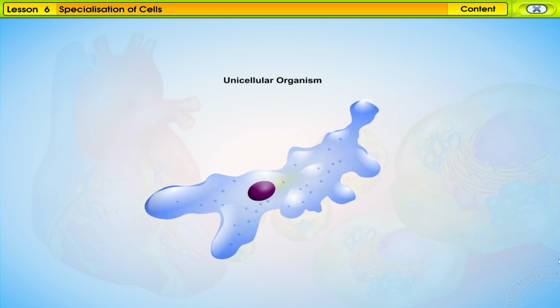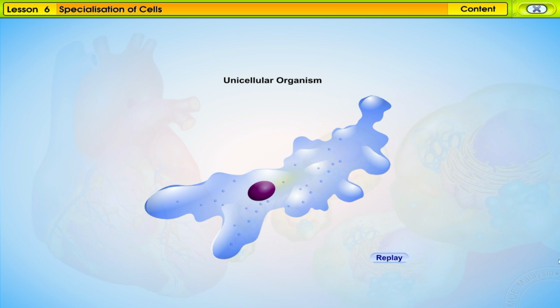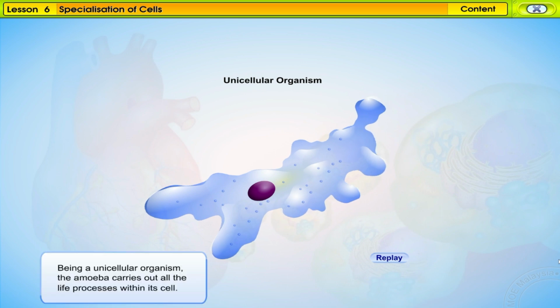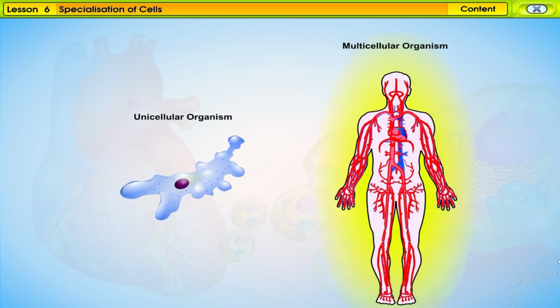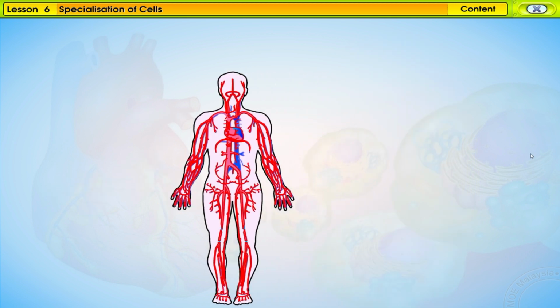Where do all these processes take place? Being a unicellular organism, the amoeba carries out all of the life processes within its cell. Now, click on the multicellular organism. Observe what happens.